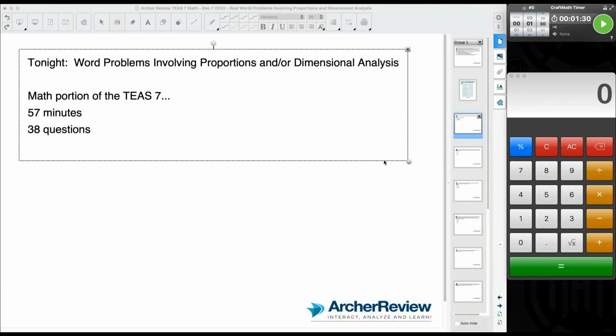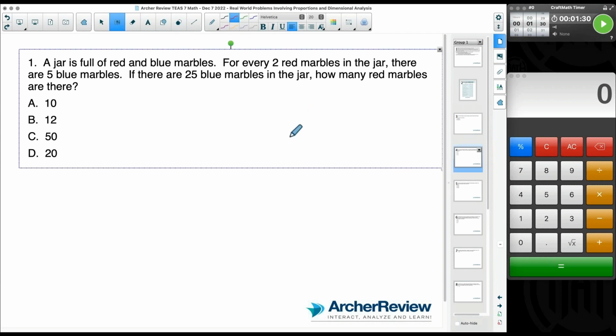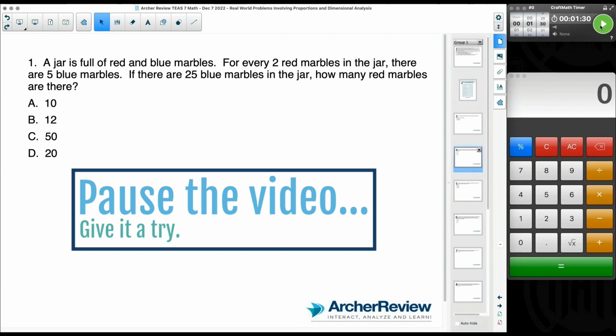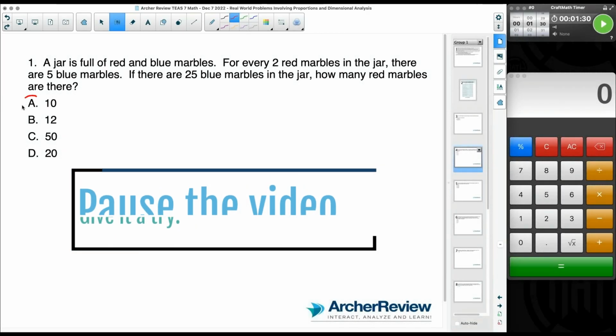Definitely towards the end we'll be getting into some longer problems. Here's the first one for the night. I'm going to hush up for a bit and let's go ahead and get started. The correct answer for number 1 is going to be A.